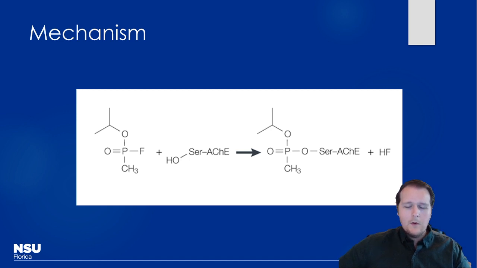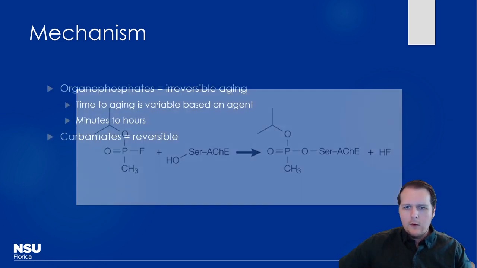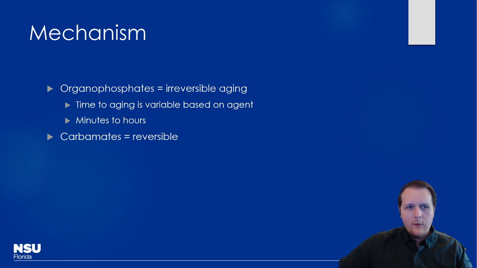You can't do anything anymore, and you have to wait for the body to come up with a new enzyme itself. And so a lot of the organophosphates tend to be irreversible, and it's a process we call aging, where that covalent bond occurs. And depending on the agent, it can be minutes to hours.